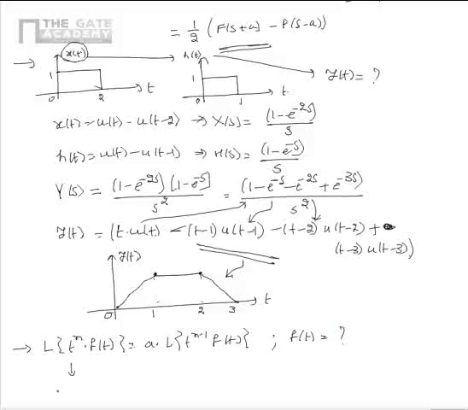We know that the Laplace transform of t^n f(t) is equal to (-1)^n d^n/ds^n of F(s), where F(s) is the Laplace transform of f(t). This is equal to a times, please note that a is greater than 0 as per the given data, so the right hand side term becomes (-1)^n d^(n-1)/ds^(n-1) of F(s). So we see that this is satisfied for every n greater than 0.